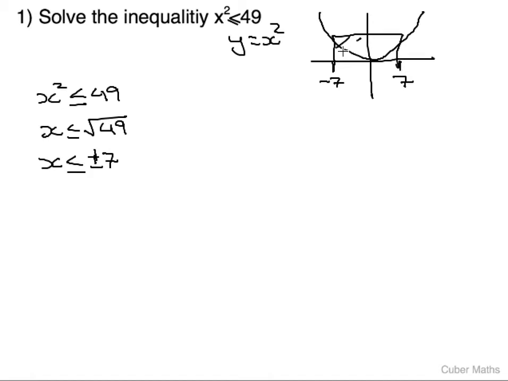So we want this area shaded here. So how we're going to write that is minus 7 is less than or equal to x, which is less than or equal to 7. And that's the inequality x squared is less than or equal to 49 solved.